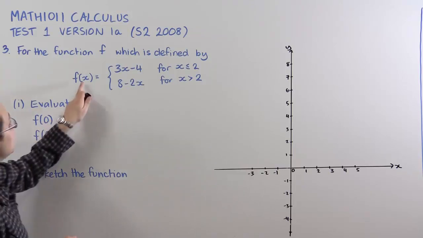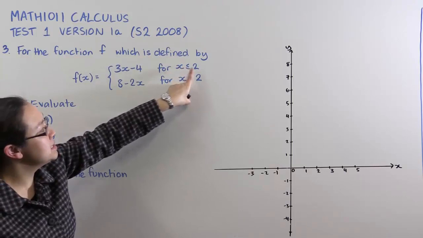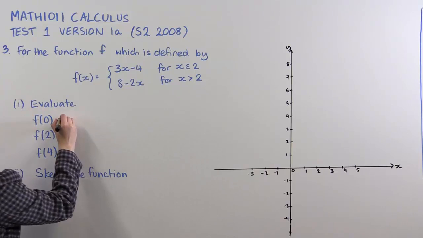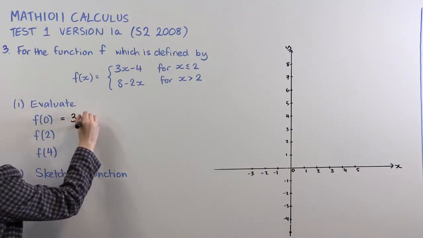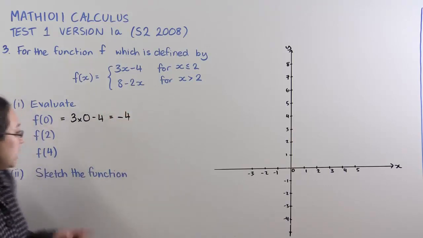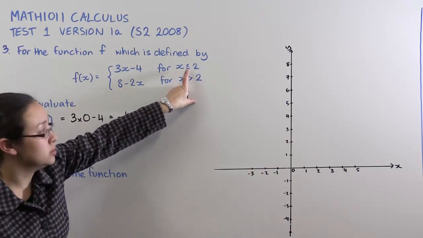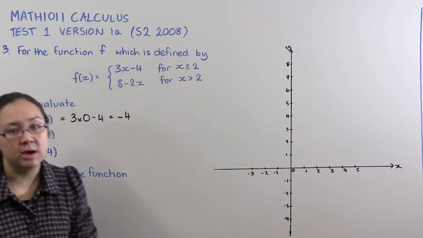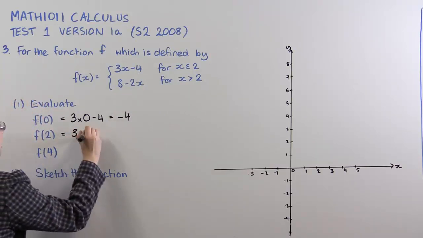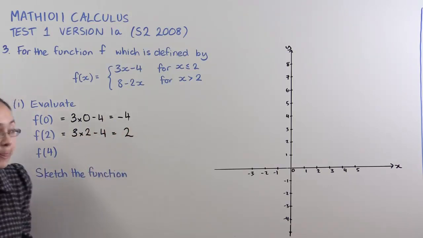So f of 0, we've got to work out which rule to use. Since 0 is less than or equal to 2, we're going to use our top rule here, 3x minus 4. So f of 0 is going to be 3 lots of 0 minus 4. That's minus 4. When we're calculating f of 2, when x is less than or equal to 2, that's still the top rule here, 3x minus 4. So when x equals 2, we're going to get 3 lots of 2 minus 4. That's 6 minus 4, which is 2.